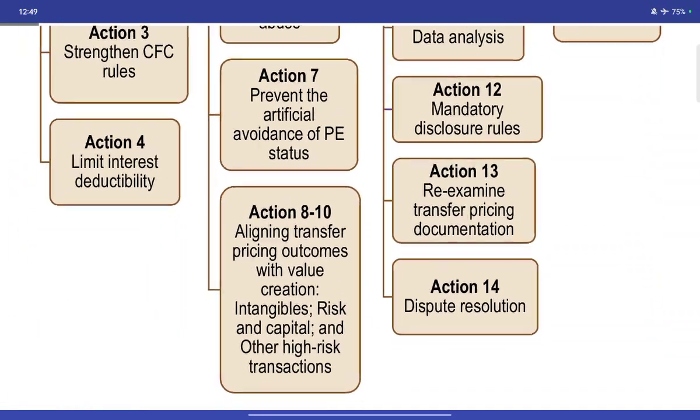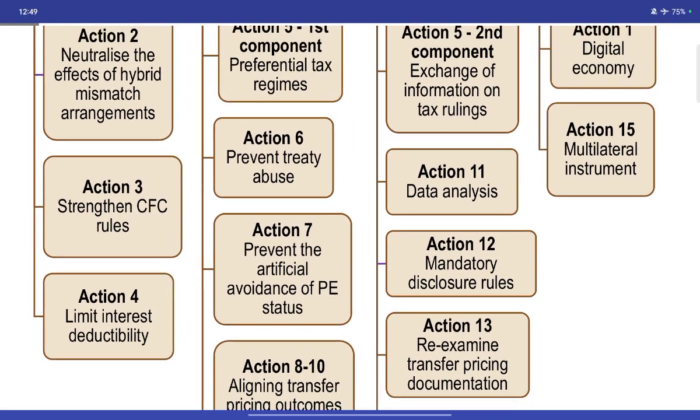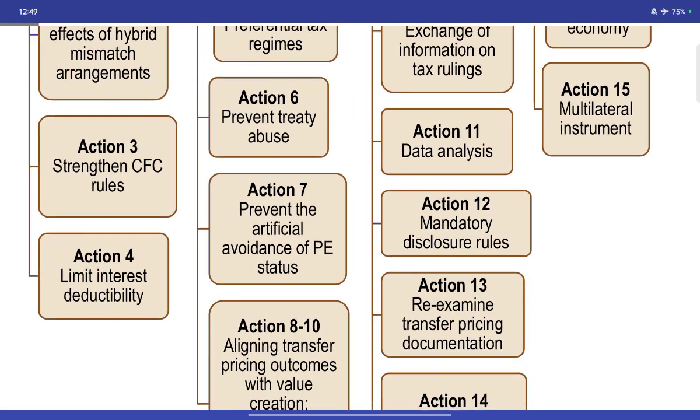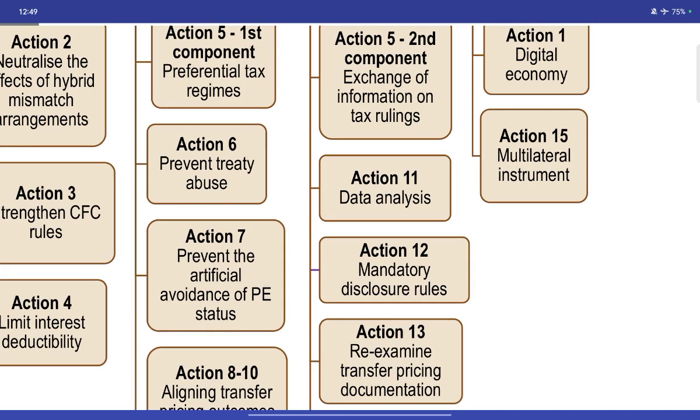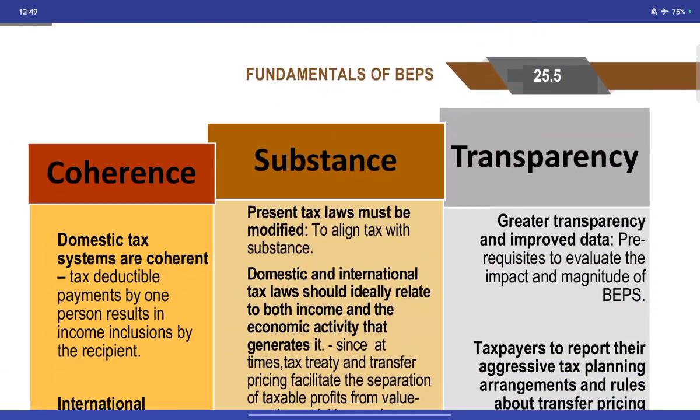to Action 10, aligning transfer pricing outcomes with value creation: intangibles, risk and capital, and other high-risk transactions. Action 11, data analysis. Action 12, mandatory disclosure rules. Action 13, re-examine transfer pricing documentation. Action 14, dispute resolution. Action 15, multilateral instrument. These are the 15 actions.